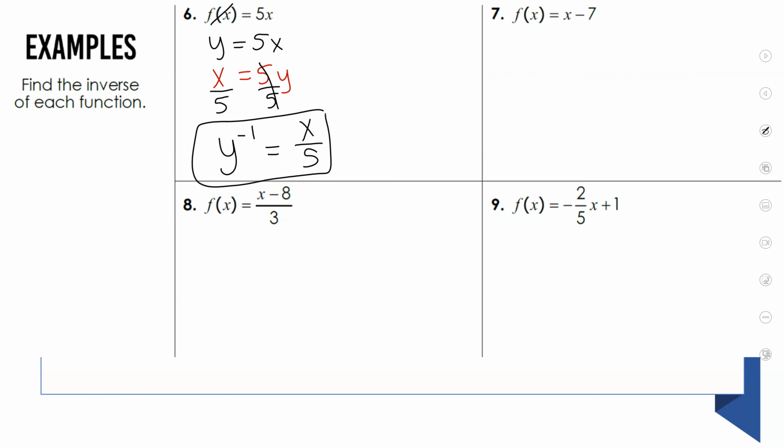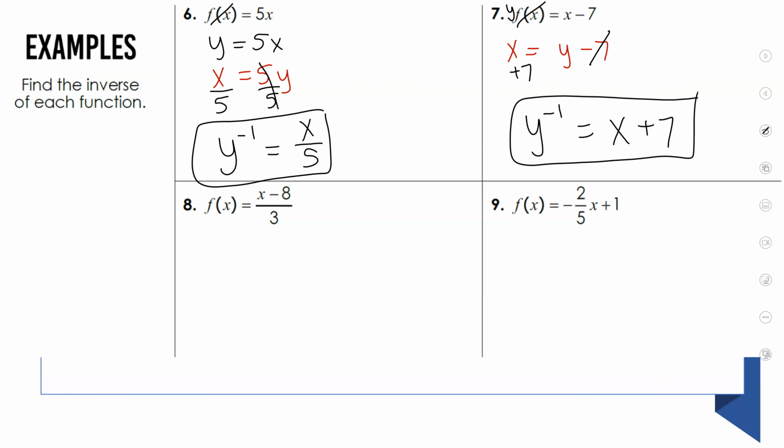Okay, let's do the next example. So I'm going to rewrite this as y equals x minus 7. And then we interchange x and y. So now I'll put x equals y minus 7. And then I solve. So I'll just get rid of that minus 7 and add 7 on this side. So that means the inverse is x plus 7. X plus 7. All right, let's do the next one.